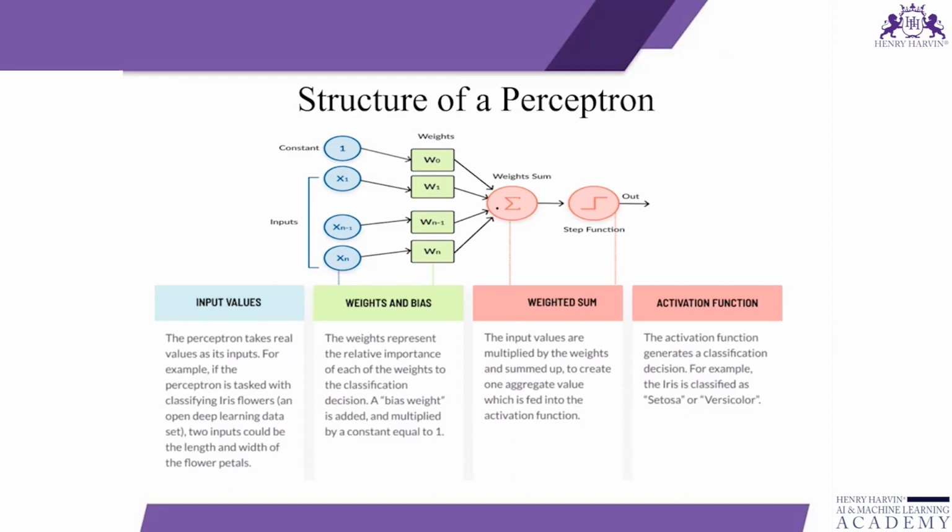Then you can see the weighted sum, so some summation is happening over here. And the next one is an activation function. Let us understand it a little more. In linear regression, we have studied the expression y equals m1 x1 plus m2 x2 up to mn xn plus c, right?